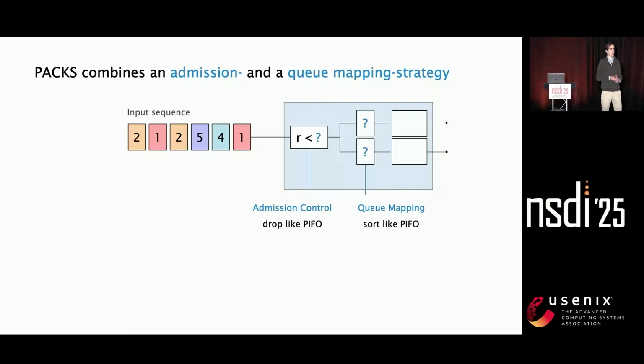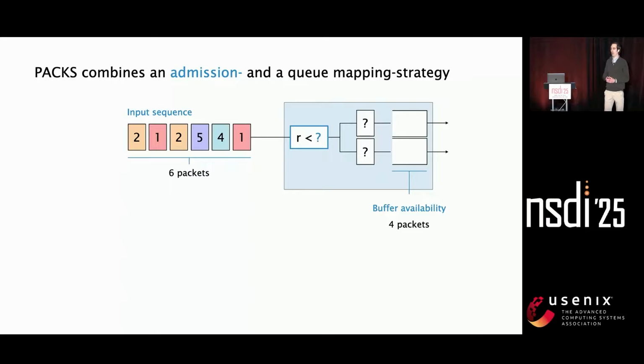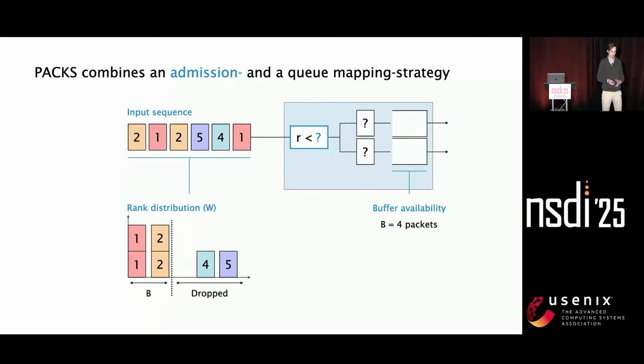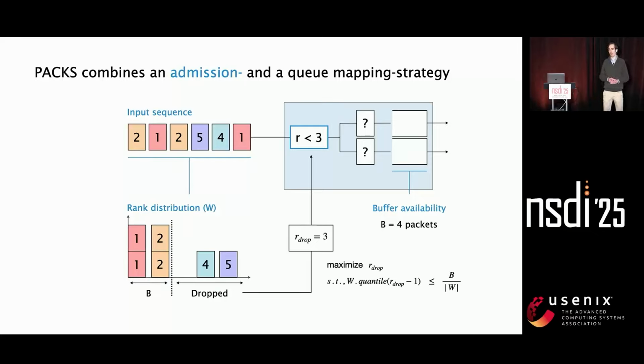We will explain first the admission control and then the queue mapping. So what packets should we admit and how should we map admitted packets to the different priority queues? We will do it by taking a look at this same sequence. Intuitively, if we know that we have buffer availability for 4 packets and an incoming sequence of 6 packets, what we want to do is to only admit those 4 packets with the lowest possible ranks. The way to do that is to monitor the rank distribution of this sequence, allowing only the 4 packets with the lowest ranks, ranks 1 and 2, to be admitted into the queues. Mathematically, we do that by computing the rank for which the quantile of the distribution is lower or equal than the fraction of available buffer space in the queues divided by the total buffer space in the system, or in this case, the size of the input sequence.